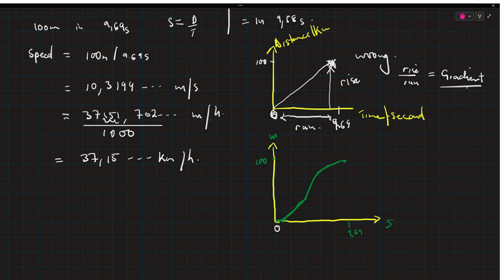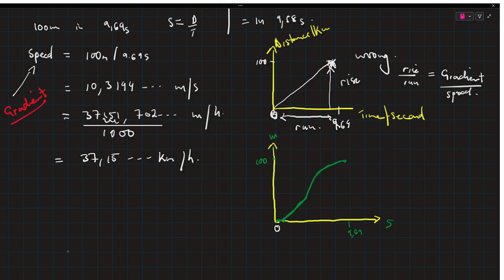That's gradient. And if you say distance over time is speed, it means that when we were dealing with speed here, what we are really doing right now is gradient. Is that so?